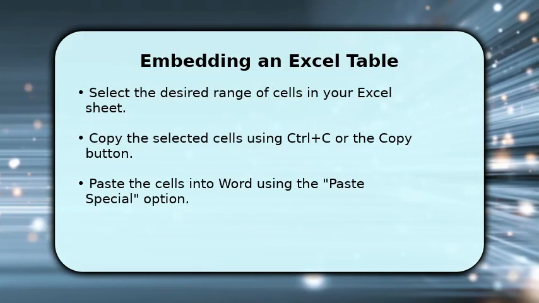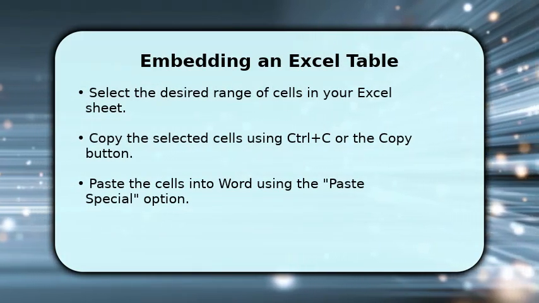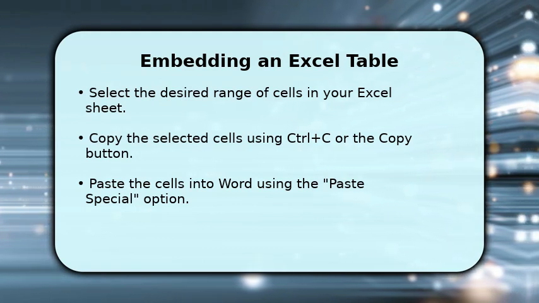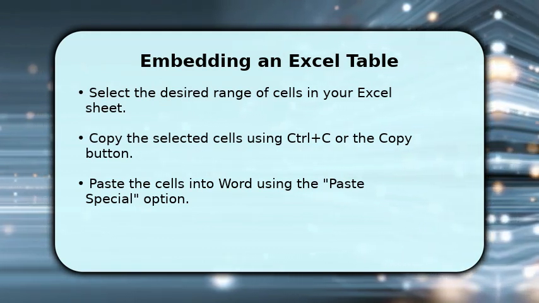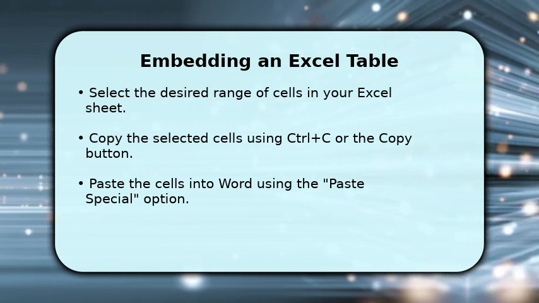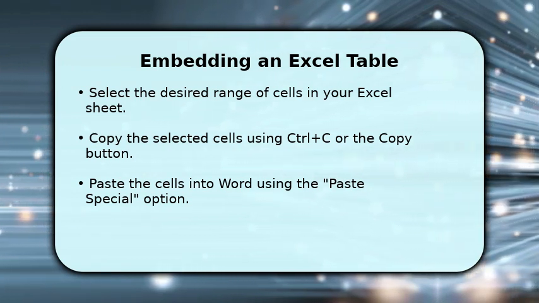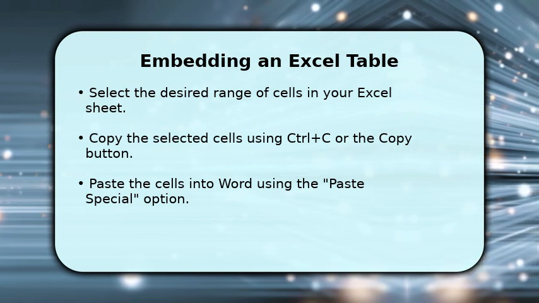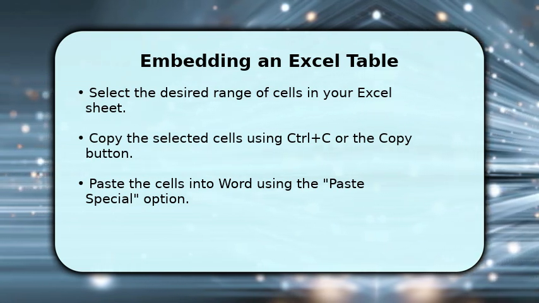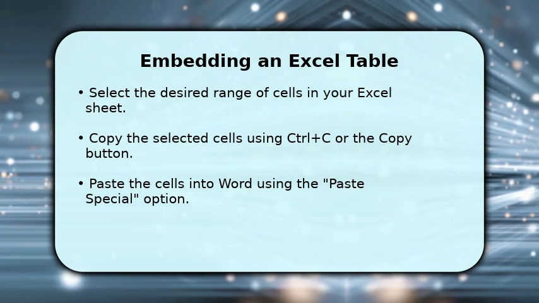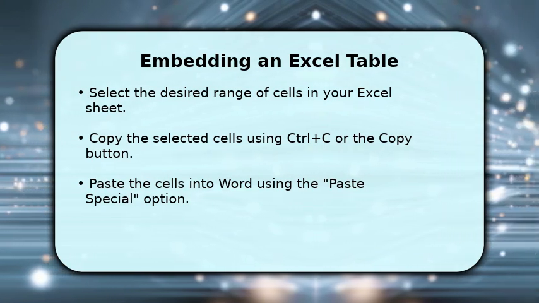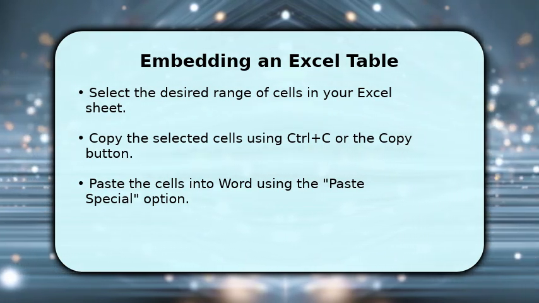To embed an Excel table, simply select the cells you want from your spreadsheet. Copy them, then switch to your Word document. Instead of a regular paste, use Paste Special from the Home tab. Here, select Microsoft Excel Worksheet Object and click OK. This creates a static copy of your table in Word, perfect if you don't expect future changes to the data.